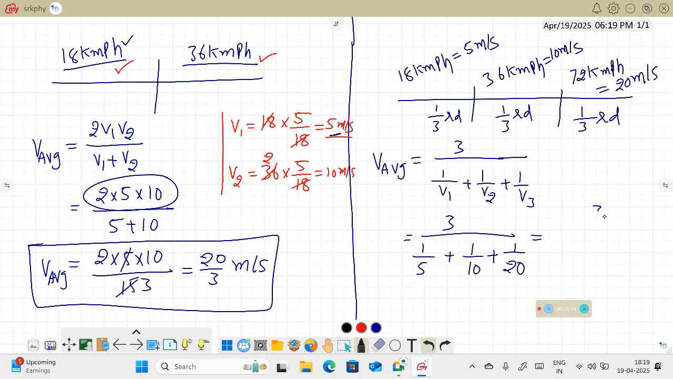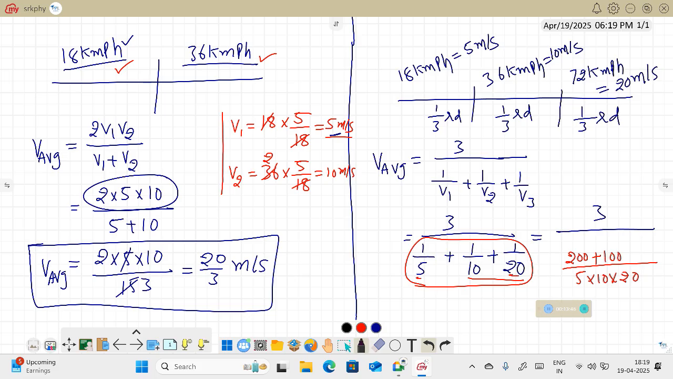Now solve this one. What are you going to get? 3 by. So take the LCM of these denominators. What will the LCM be? The LCM of this is, if you want to write, keep it like this, 5 into 10 into 20. Don't multiply. If you multiply, it takes a long time. Now here 5 is there means how much? Remaining 2. 10 into 20, that is 200. Plus, second, 10 is there means remaining 5 and 20. That is how much? 100. Plus, third one is 20 means remaining 5 into 10. That is 50.